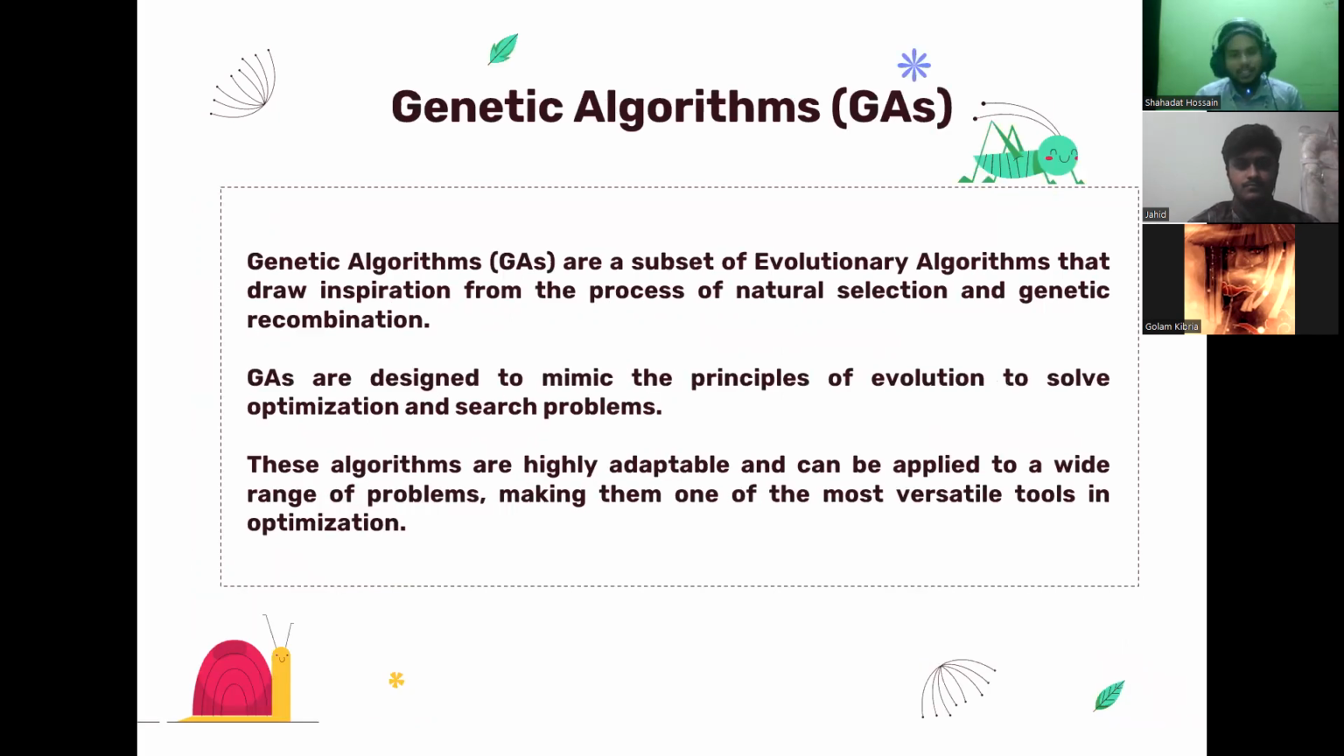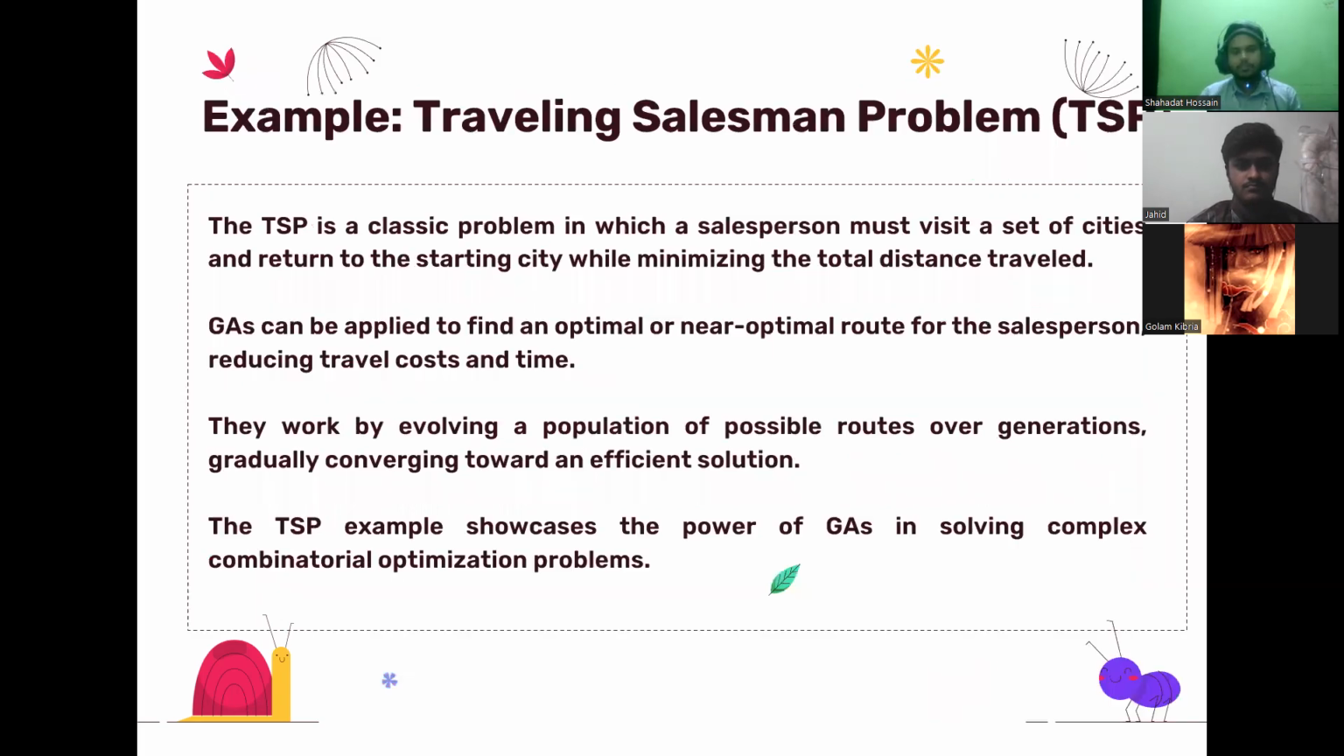There are several evolutionary algorithms, and genetic algorithms is one of them. Genetic algorithms are a subset of evolutionary algorithm. They draw inspiration from the process of natural selection and genetic recombination. Genetic algorithms are designed to mimic the principles of evolution to solve optimization and search problems. These algorithms are highly adaptable and can be applied to a wide range of problems, making them one of the most versatile tools in optimization.